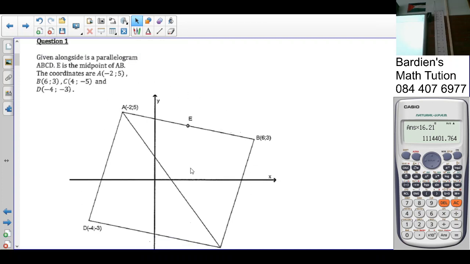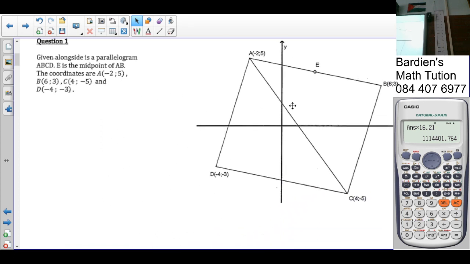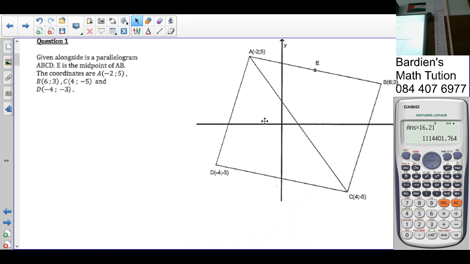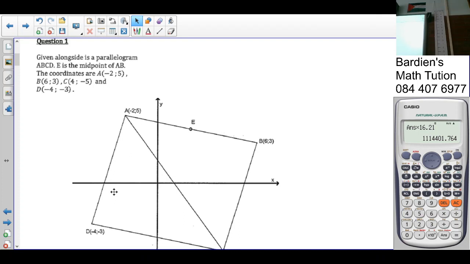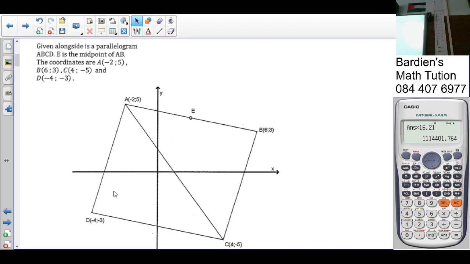Okay? We are then told that E is a midpoint of AB. E is the midpoint of AB. How do you calculate that? So I would be able to calculate E using the midpoint formula. Then, coordinates of A, which is negative 2 and 5, B, which is 6 and 3, C is 4 and negative 5, and D is negative 4 and 3.